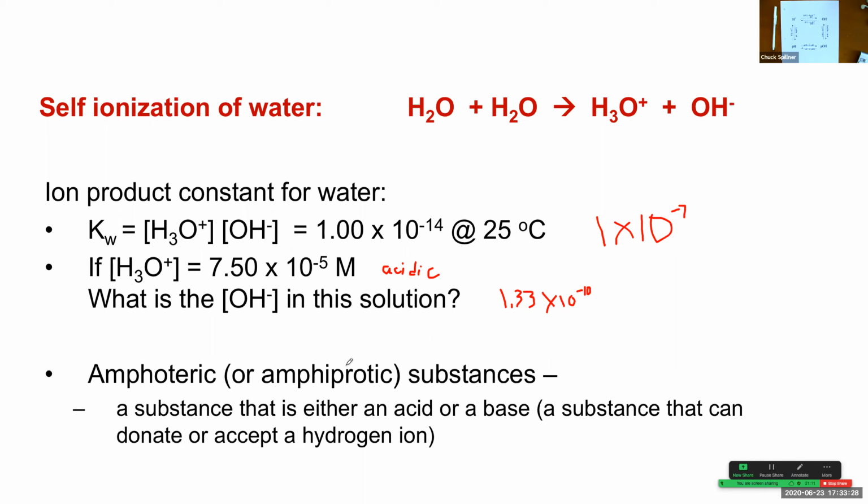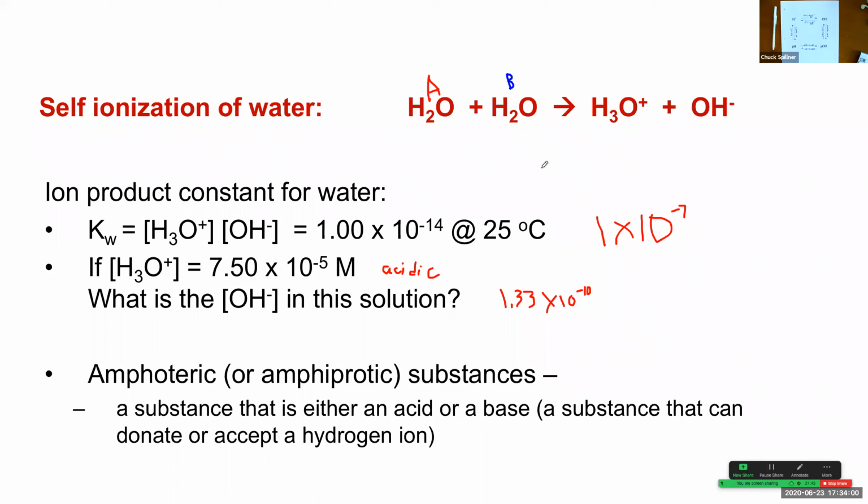So one other term I wanted to add. Previously, we learned that in the self-ionization of water, water can be an acid or a base. I'll put my labels back up here again. It can be an acid or a base. So a single substance that can act as an acid or a base is said to be amphoteric.